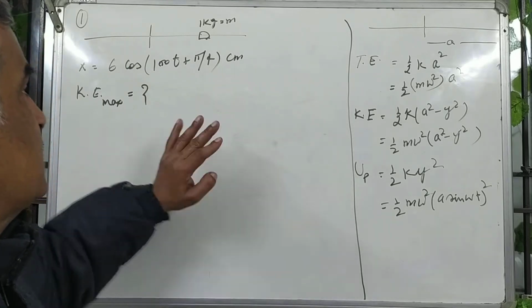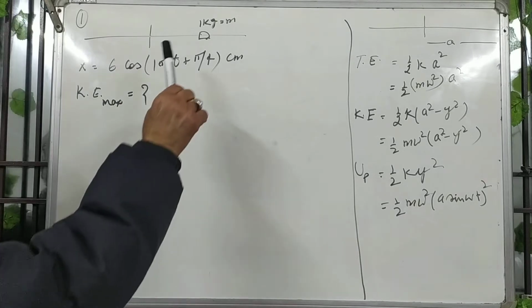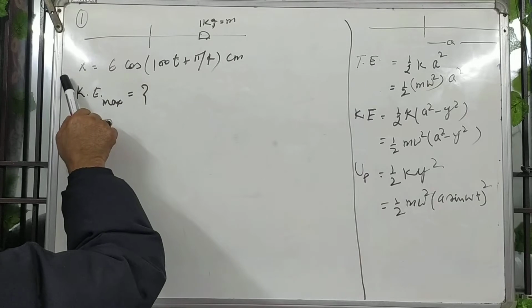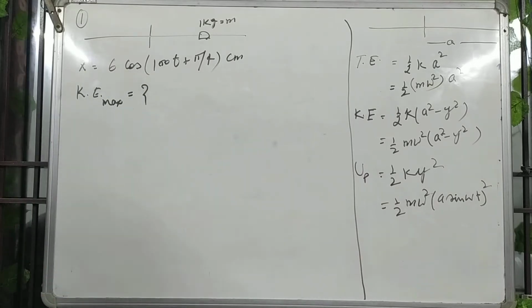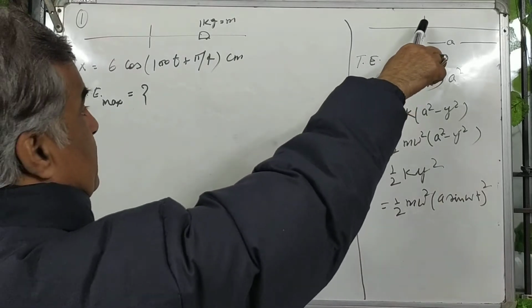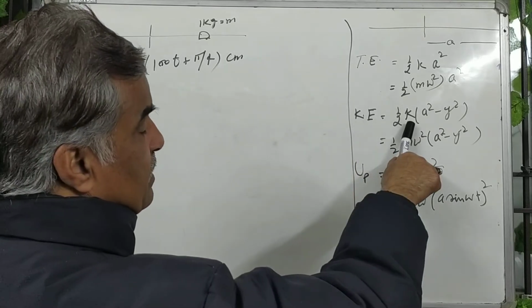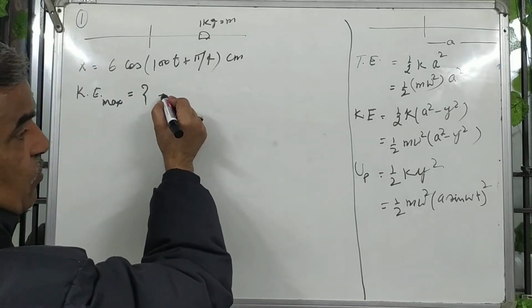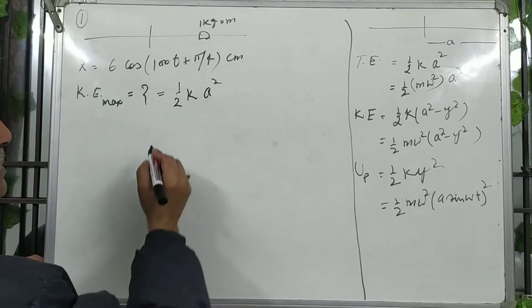So under these relations there is a question. The question is, there is a 1 kg mass body and it is oscillating. Under the condition of this equation, find the kinetic energy, that is, the maximum kinetic energy. You must find maximum kinetic energy at the mean position. At the mean position, y is 0, so kinetic energy is half k A square.